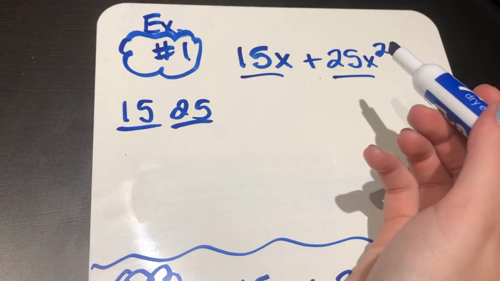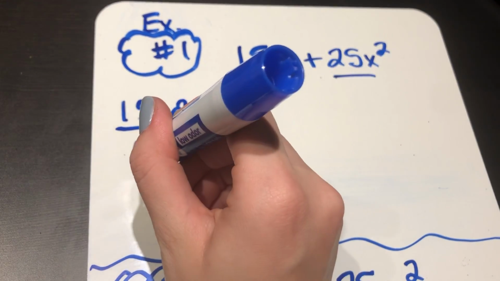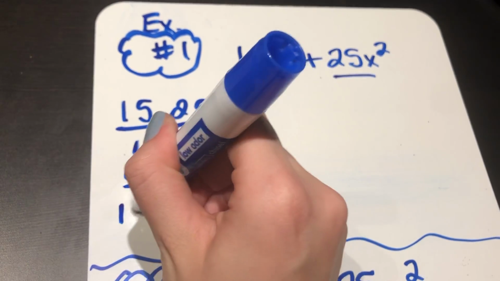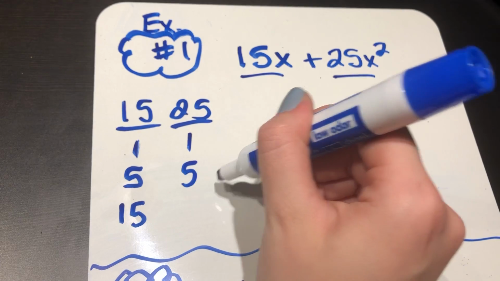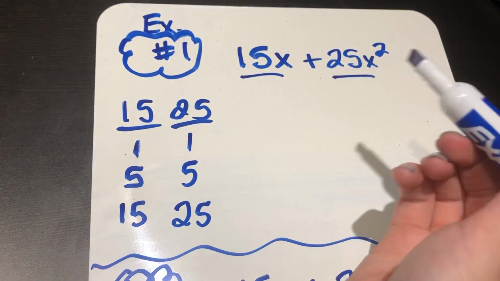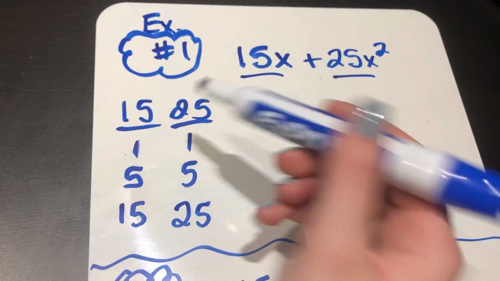For 15, I got 1, 5, and 15. For 25, I have 1, 5, 25. So the numbers that can divide into it. So you've got to think, okay, what's the biggest number that they have in common? It's going to be 5.